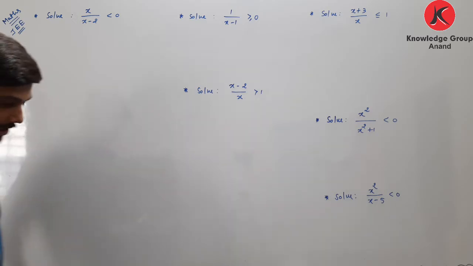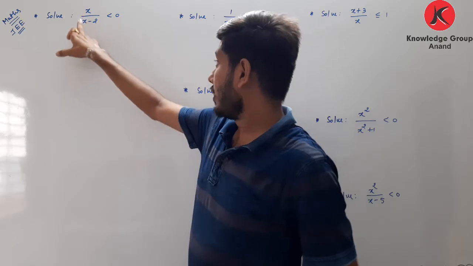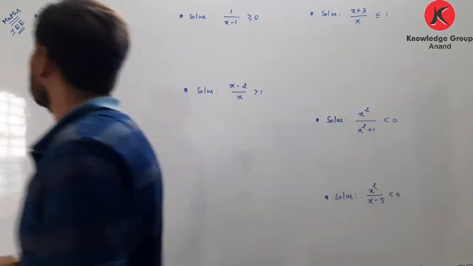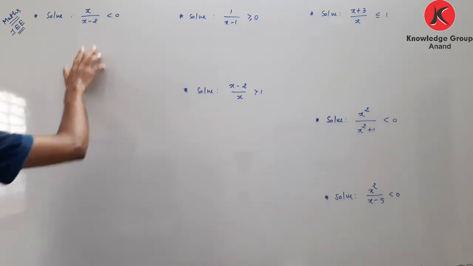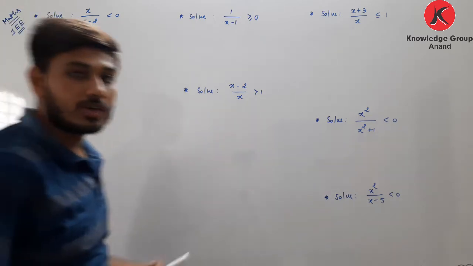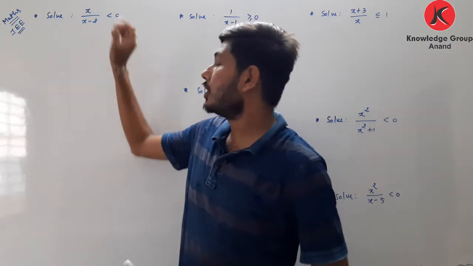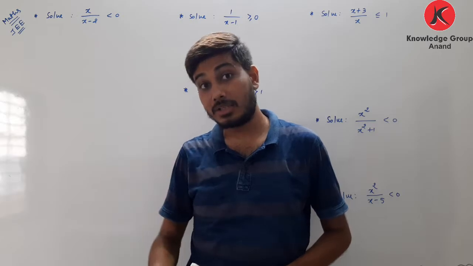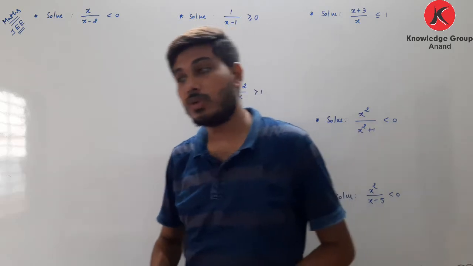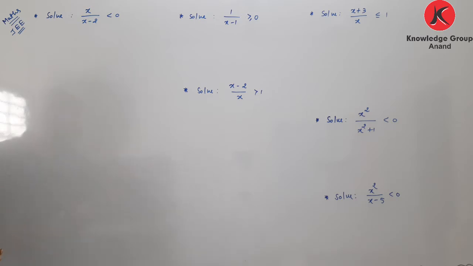I told you yesterday and I am saying today as well that if in an inequality the denominator has a variable term, then you can't do direct multiplication by your variable term, because we don't know whether the variable term is positive or negative. If it is positive, then the inequality will not change, but if it is negative, then the inequality will change. But we don't know if this term x minus 2 is positive or negative. Therefore, we can't do direct multiplication by x minus 2 on both sides.